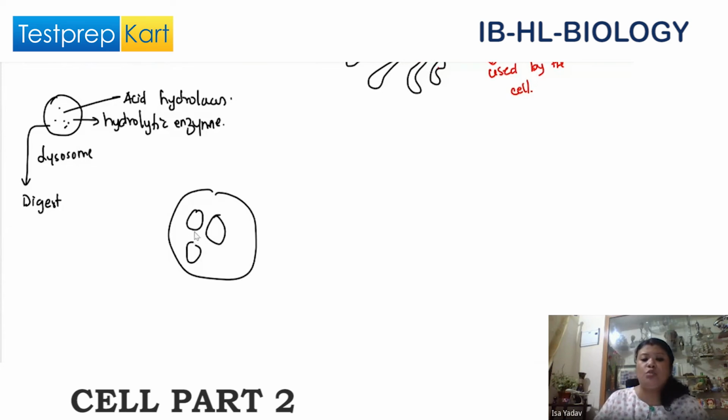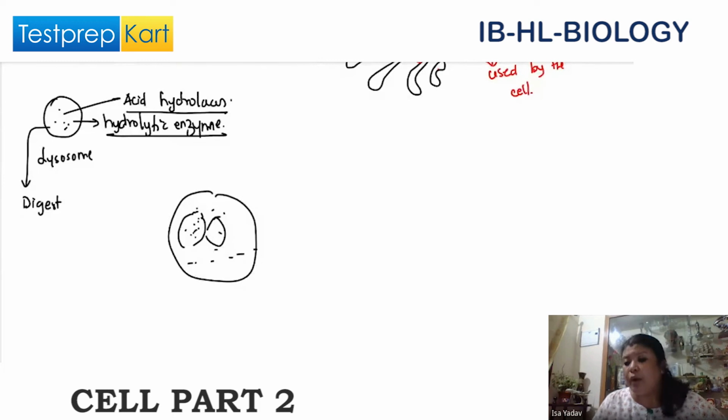There are many lysosomes. So when the cell grows old, all the lysosomes will combine to form a bigger lysosome. And a time will come when the lysosome will burst. When it bursts, it releases the acid hydrolases, hydrolytic enzymes, into the cell. An entire cell will be destroyed.